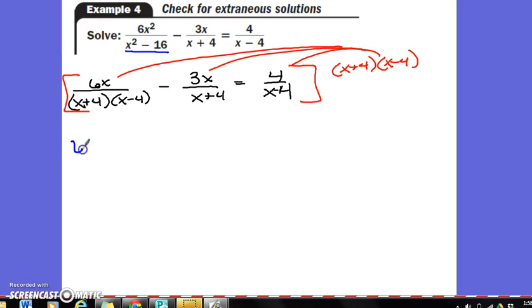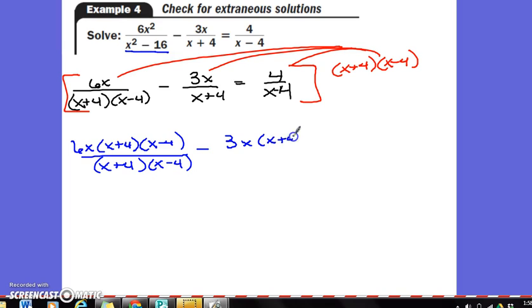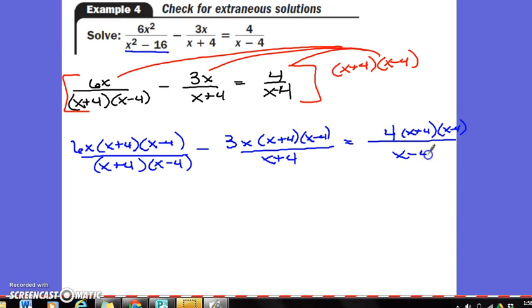So here we go. 6x times x plus 4, x minus 4, divided by x plus 4 times x minus 4. Look at that. That's going to cancel out. That'll be good. Minus 3x times x plus 4, x minus 4, all over x plus 4. Oh, look, we got rid of that denominator too in just a minute. Over 4 times x plus 4, x minus 4. Sorry, blue and blue, I know how that's bad. All over x minus 4.